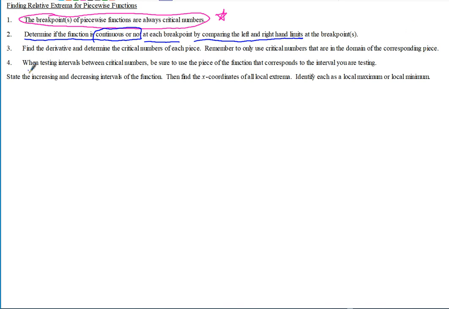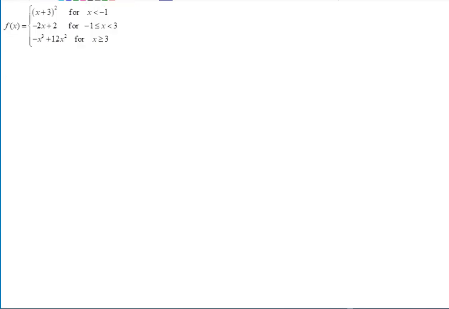And when testing between intervals between critical numbers, be sure to use the piece of the function that corresponds to the interval you're testing. So these ask for the increase and decrease intervals and define the x coordinates of all the local extrema, means local mins and maxes, and identify each as a local min or max. But it doesn't ask you to justify it, so we don't have to here. If we did, we'd justify it like we did the other ones.